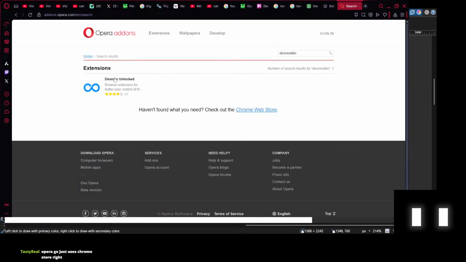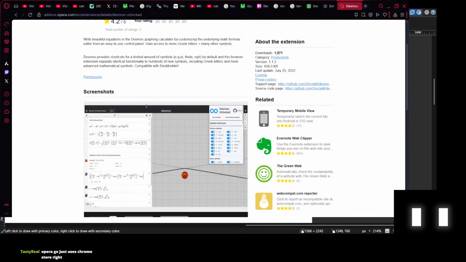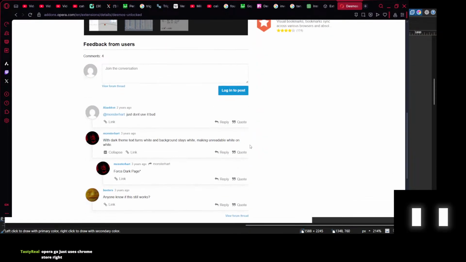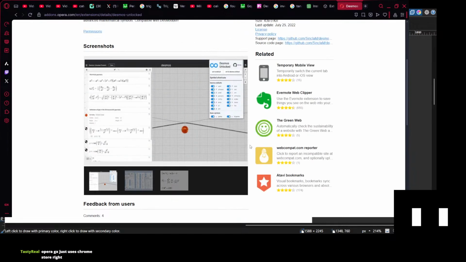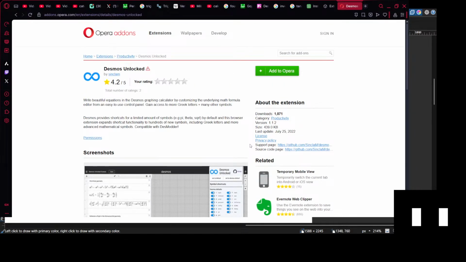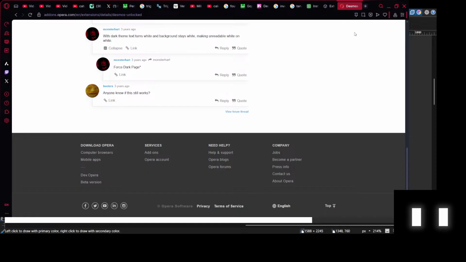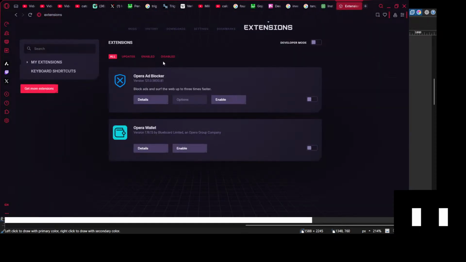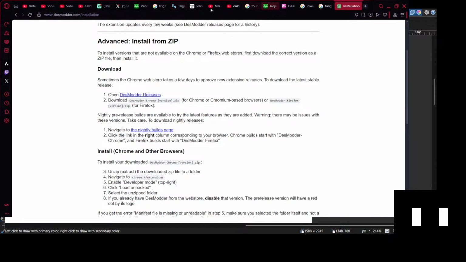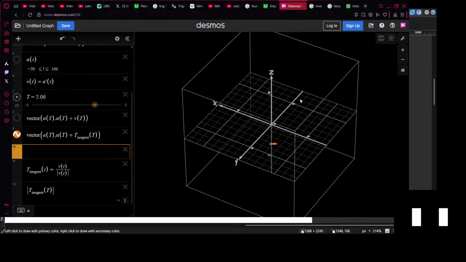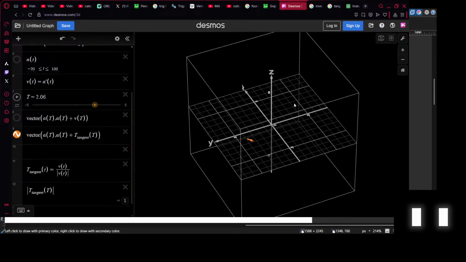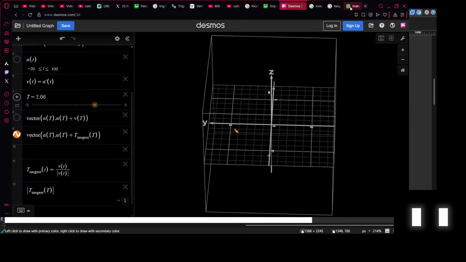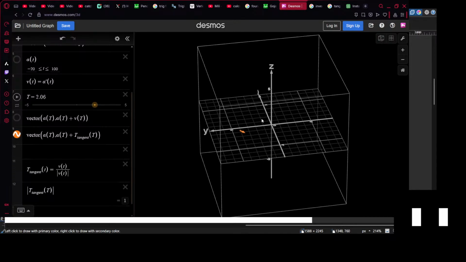Desmodder. Desmos unlocked, really? That doesn't exist? Total number of ratings 2. I'm not quite sure about this. You know what? I'll pass. I'll try and install it myself later on then. We'll be stuck without. Already exists on the Chrome Store, right? Yeah, but it apparently doesn't exist on here for some reason.